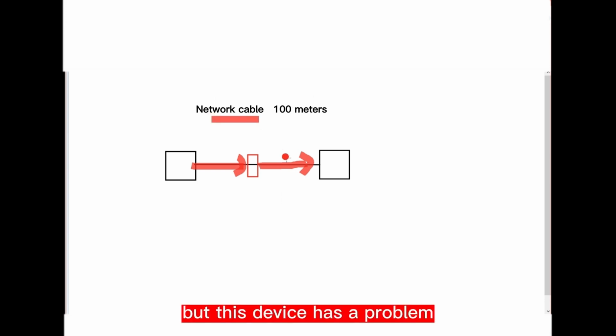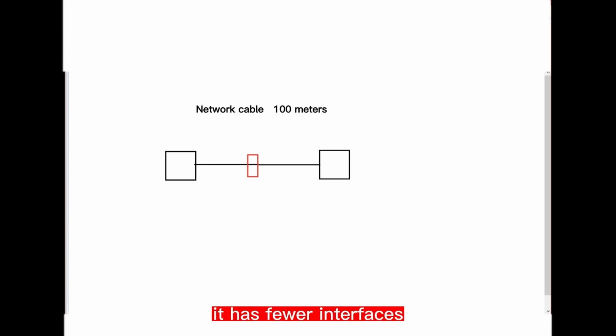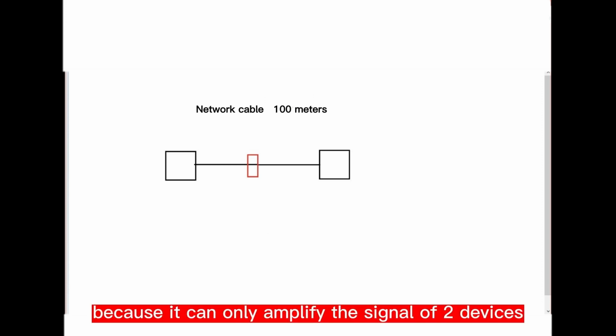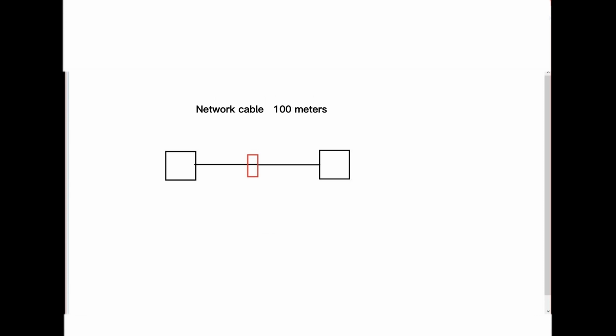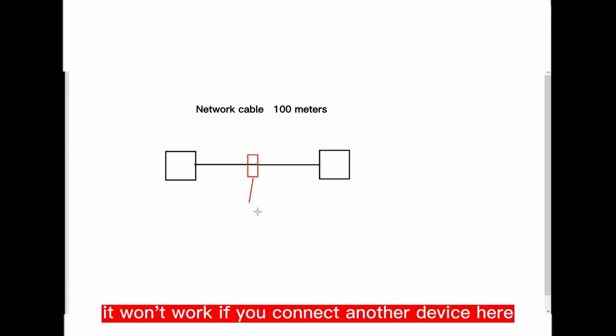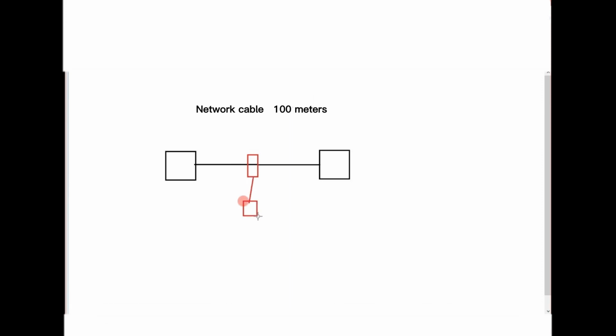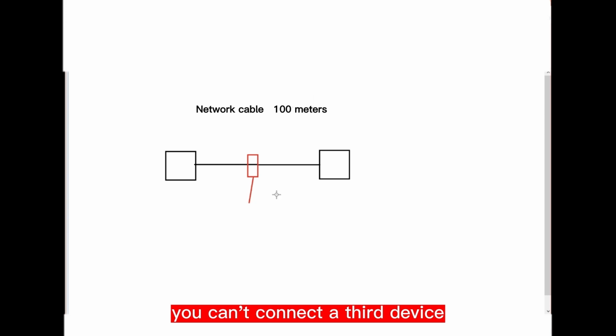But this device has a problem. That is, it has only two interfaces. Two interfaces are not enough, because it can only amplify the signal of two devices. Look at me as an example. It has only two interfaces. It won't work if you connect another device here. You can't connect a third device.